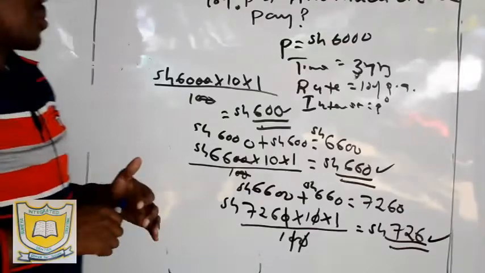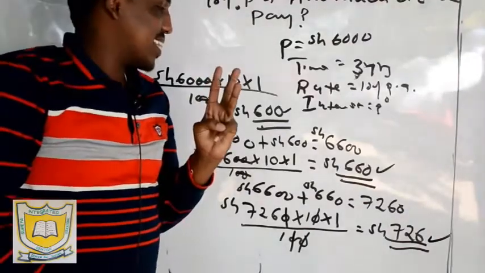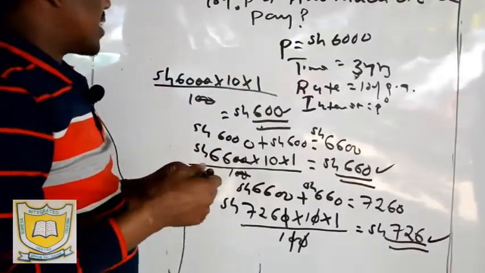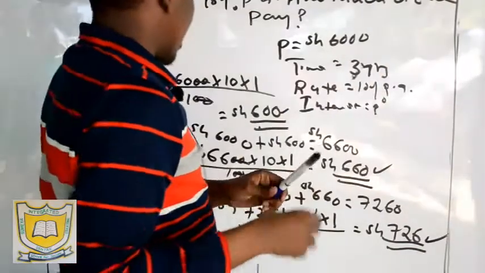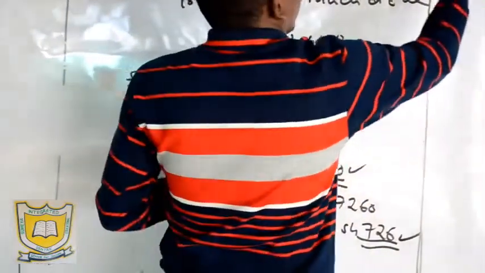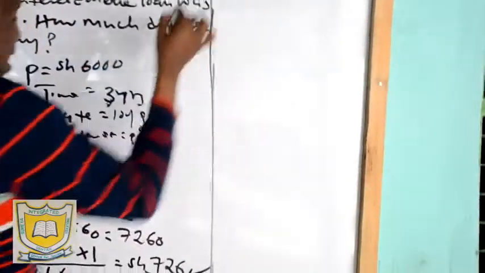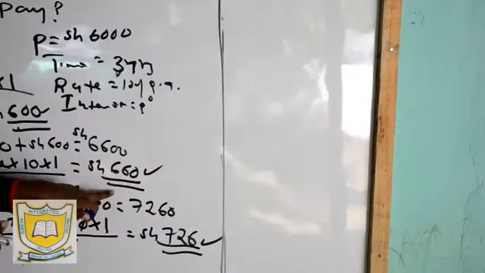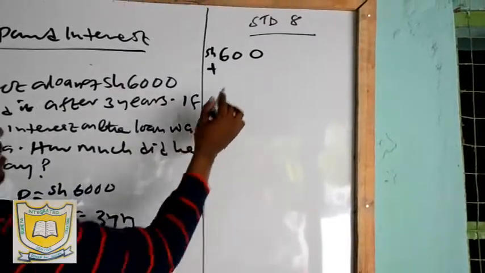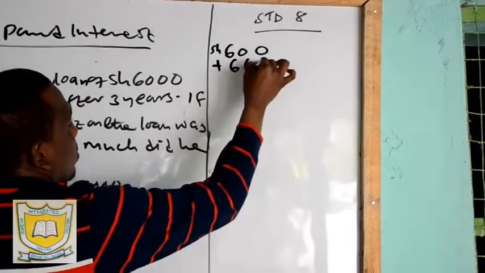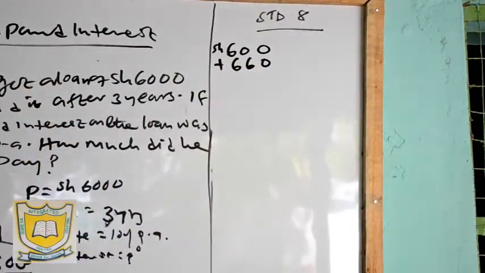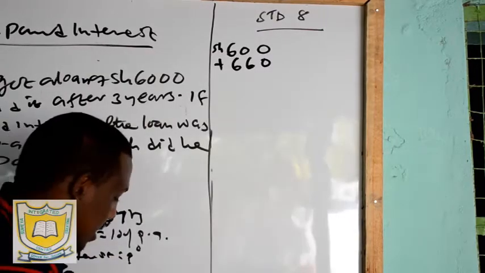What do we do now to get the compound interest? We add the 3 interests. Let us add now the 3 interests. The first year interest was shilling 600, plus the second year interest was 660, plus the third year interest was 726.